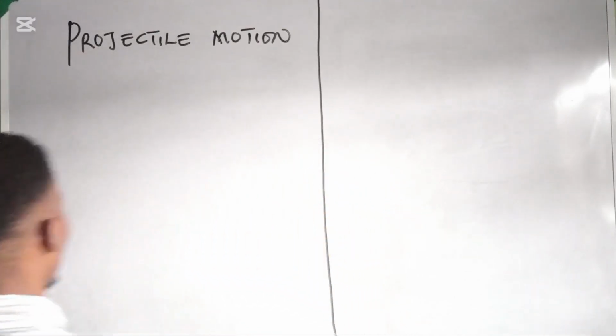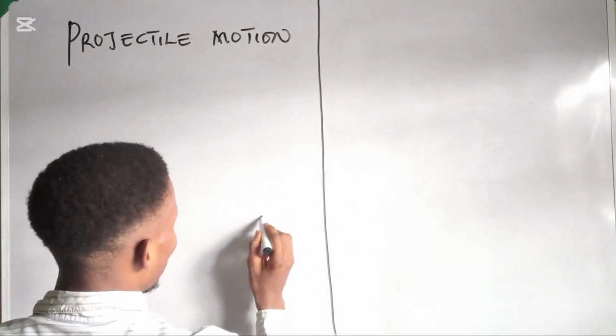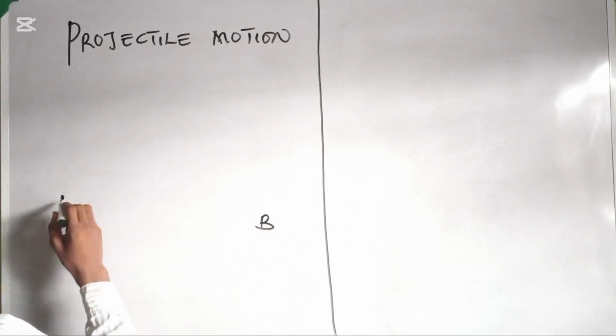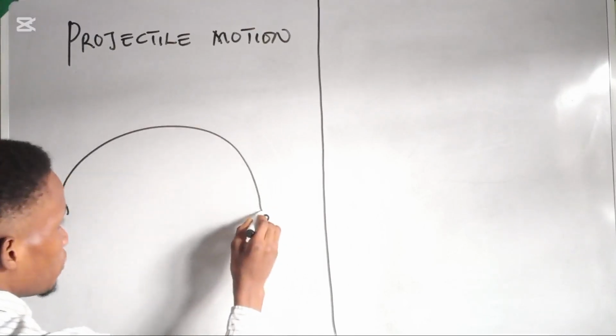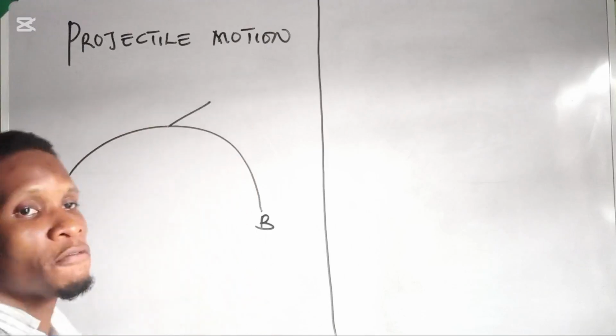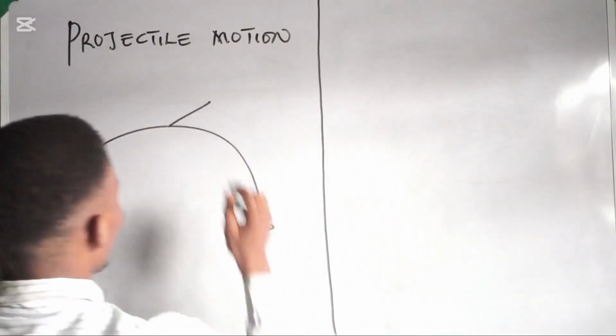What I mean is this: let's say we have point A and another point B. If an object is projected from this point up towards point B, the path that was being followed by the object is what we call the trajectory.